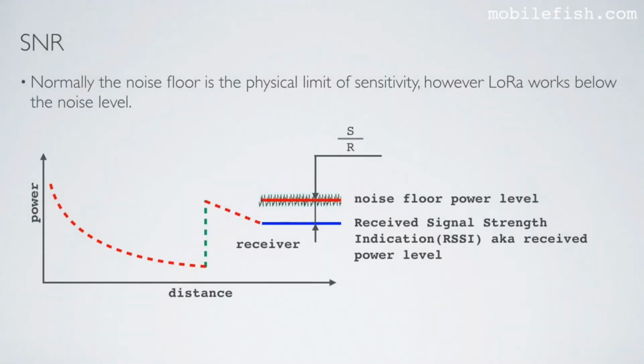Normally, the noise floor is the physical limit of sensitivity. However, LoRa works below the noise level. In this picture, this is the noise floor power level, and this is the received signal strength indication, aka received power level. And as you can see, the received power level is below the noise floor power level.